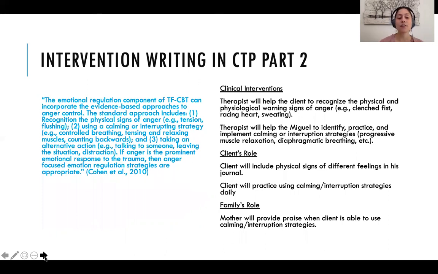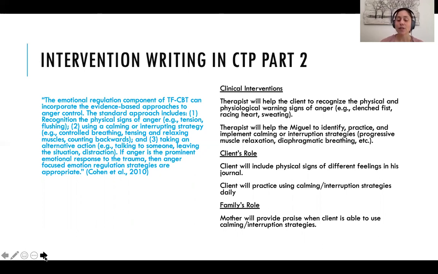Here's the passage on the left that I'm pulling from, and then the interventions and roles on the right. So remember, this paragraph's about emotional regulation and anger control. So I have here, therapist will help the client to recognize the physical and physiological warning signs of anger, for example, clenched fist, racing heart, and sweating. And therapist will help Miguel to identify, practice, and implement calming or interruption strategies, progressive muscle relaxation, diaphragmatic breathing, etc.